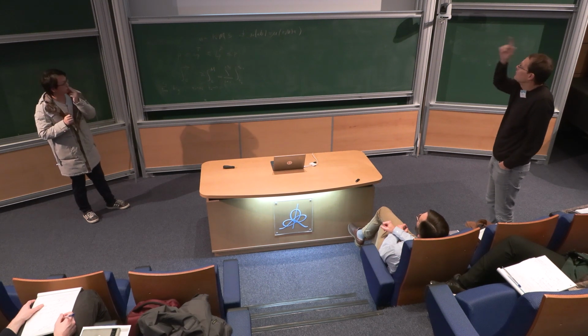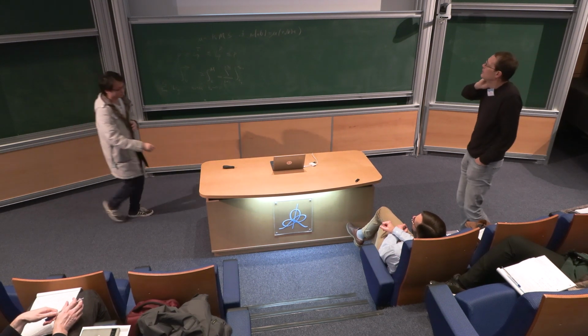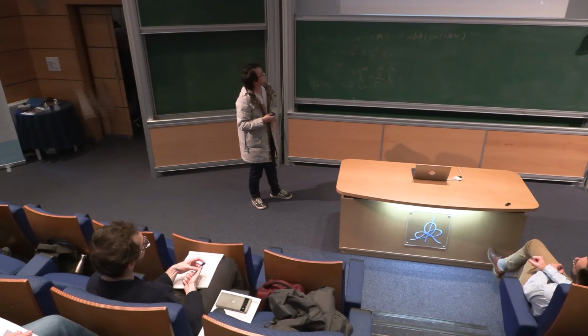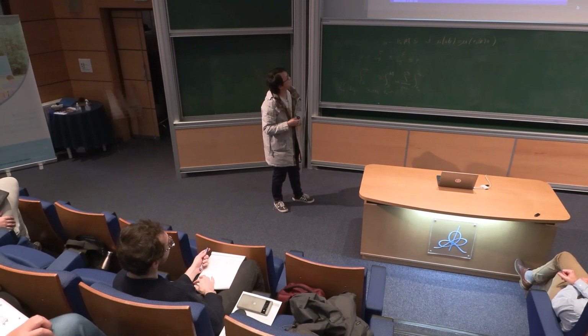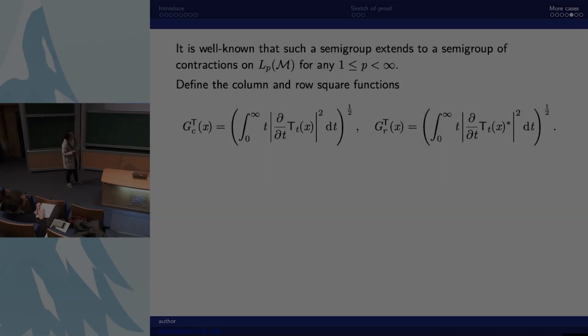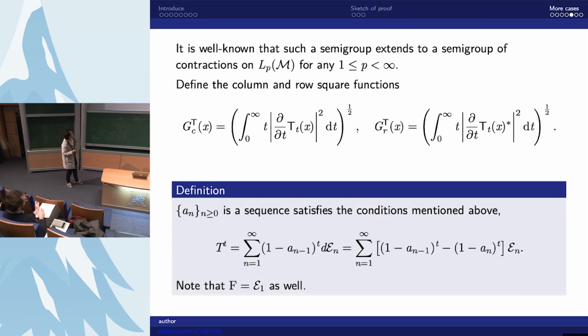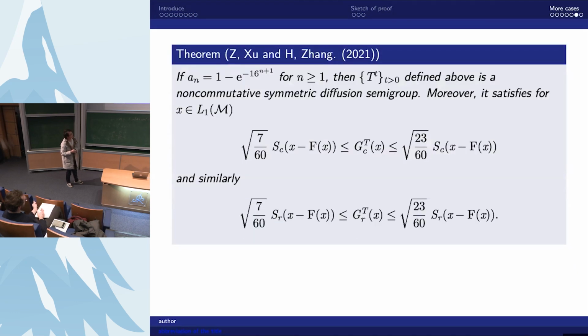I have also one question. Can you go back, I think, one slide? So for where you have the concrete example, I was just wondering about the choice of the numbers, a_n equals 1 minus e to the minus 16 to the n plus 1. This means that the factors in your expansion are 1 minus a_n, so they are e to the minus 16 to the n plus 1, so they go to 0 very fast. Is that the reason why you chose that form?